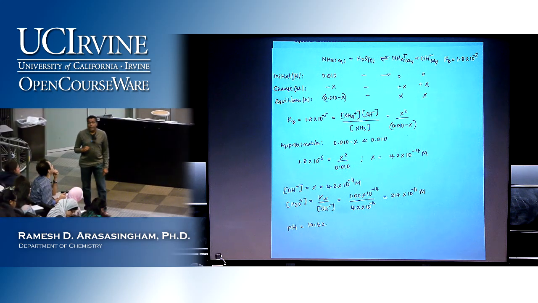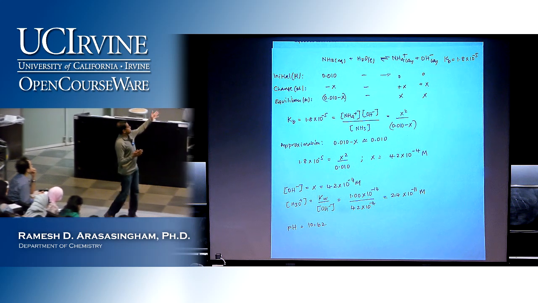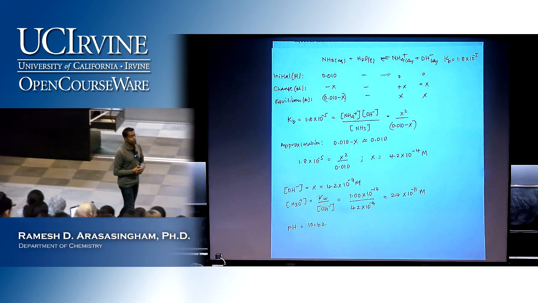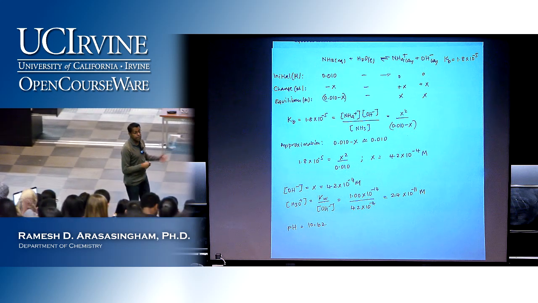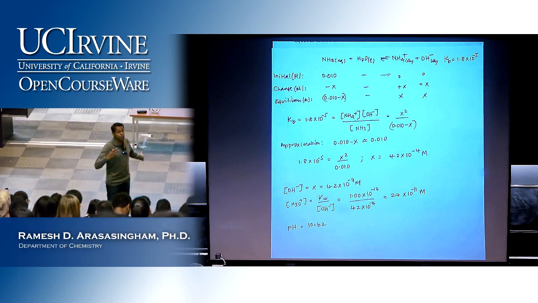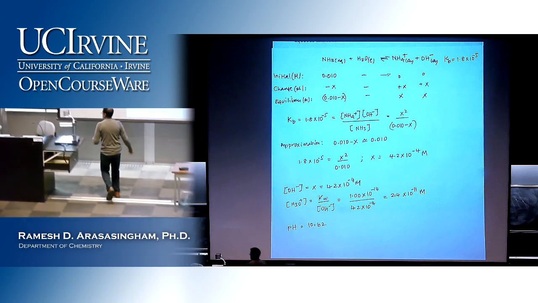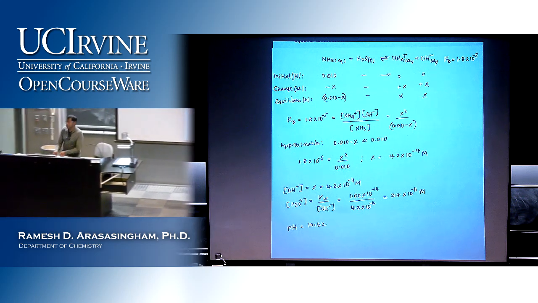All right? Now, another way to do this is to take the hydroxide, calculate pOH, take the negative log of that pOH, and then subtract that from 14, and you should end up with the same answer within round off. All right? Okay, any questions up to this point?